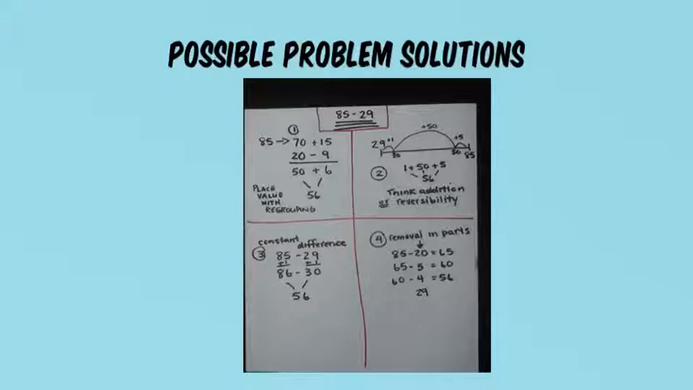You could also take 85 minus 29. The difference is that 85 plus 1 is 86, and 29 plus 1 is 30, and then you subtract the two of those. So basically, you've taken away the portion of regrouping and made it simpler for yourself. Or you can just remove parts.